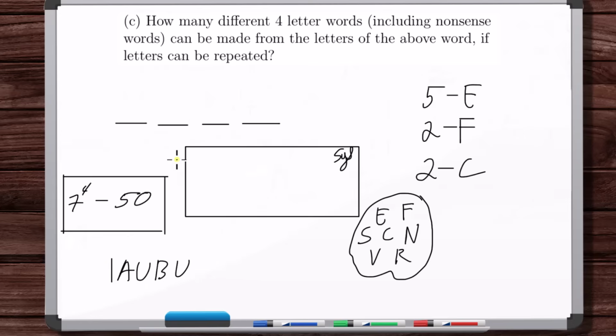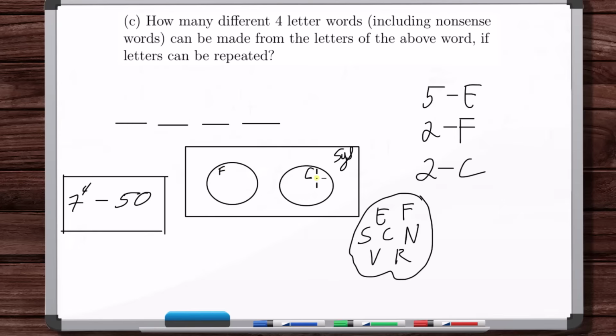All right, so what are we looking for? What are we trying to subtract out here? We're trying to subtract out all of the words within this system that have F 3 or more times or C 3 or more times. Well, those events aren't overlapping, right? Here's the F and the C. You can't have 3 or more F's and at the same time 3 or more C's, and vice versa. So that's why we didn't use the Venn diagram here.